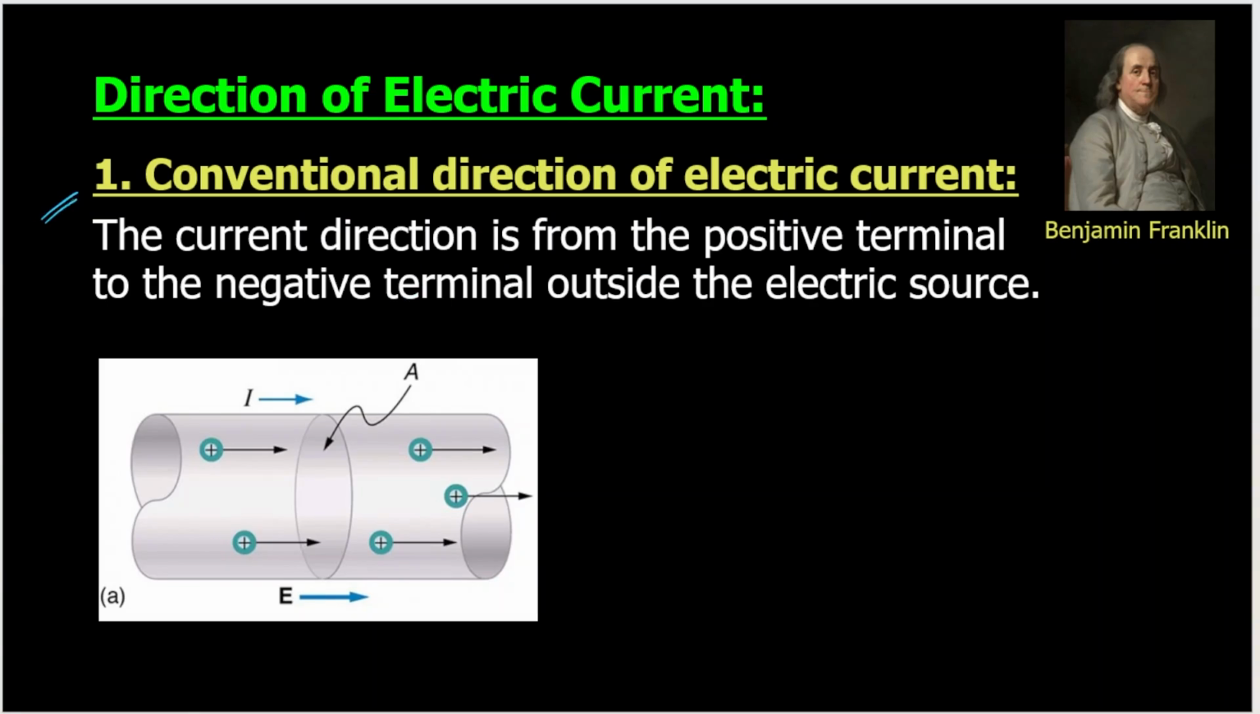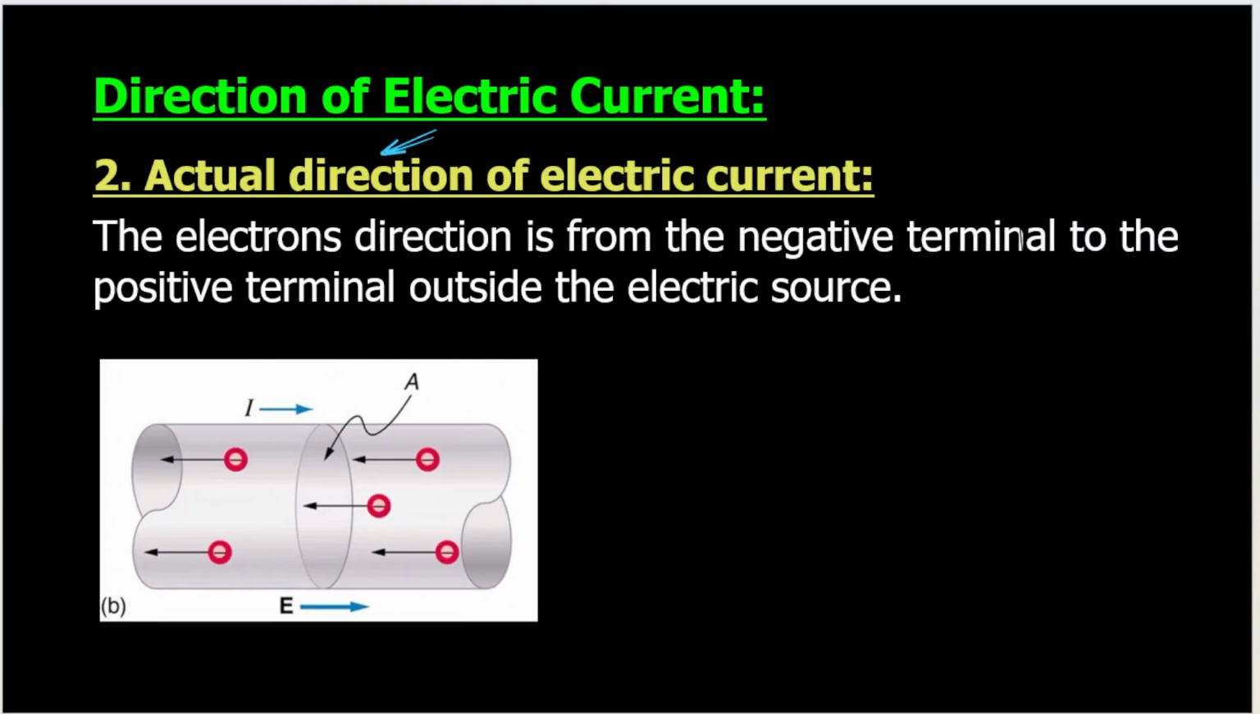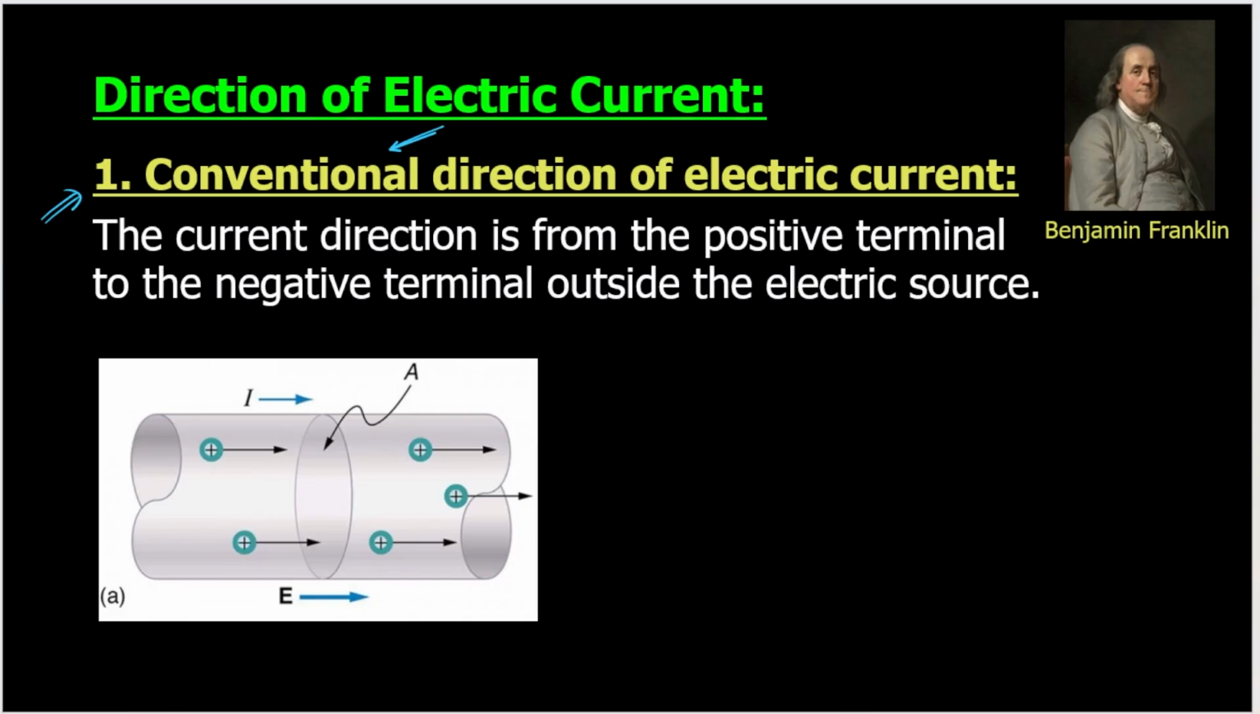So we have two methods for describing the electric current, the direction of the electric current. The oldest method, which is commonly used, which is called conventional direction of current. And we have another one, which is called the actual direction of current. What's meant by conventional direction of current? The current direction is from the positive terminal to the negative terminal outside the electric source.